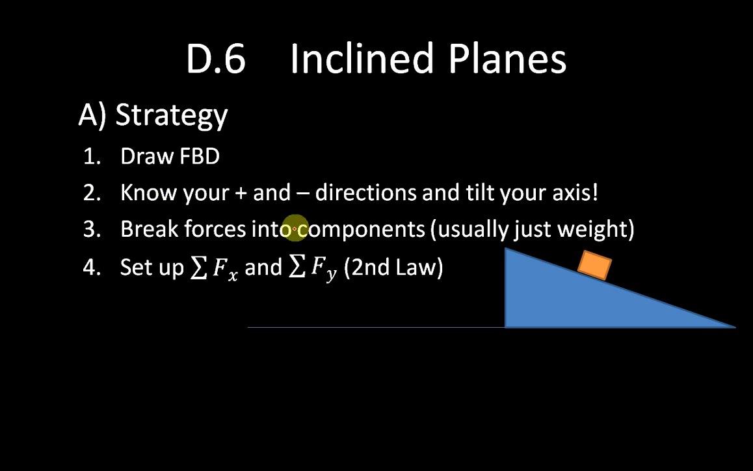Step 2, we want to make sure we make it clear what our positive and negative directions are. Last time we saw this, it was almost too obvious, right? You say up is positive, to the right is positive usually. But now there's extra meaning and importance behind step 2 because we're often going to be tilting our axes. Instead of having x and y, we're going to tilt along that incline with x prime and y prime. You don't have to put the prime if you want, but that's just me emphasizing that they're different.